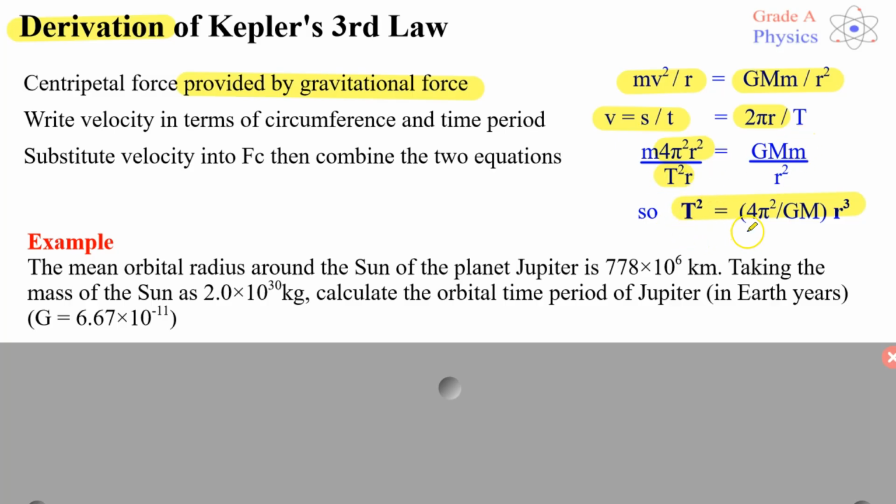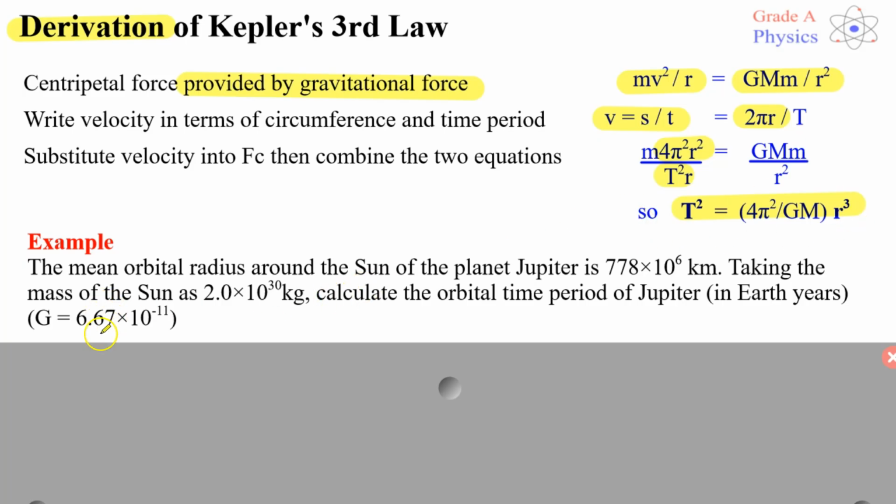So T squared is equal to 4π² over GM, big M, r cubed. So this is our algebraic derivation of Kepler's third law. The T squared is proportional to r cubed. Now, if you prefer, you could write this constant on the other side, in which case it will be the reciprocal. So that will be GM over 4π² on the left-hand side, multiplied by T squared is equal to r cubed. So you can write this as you prefer.